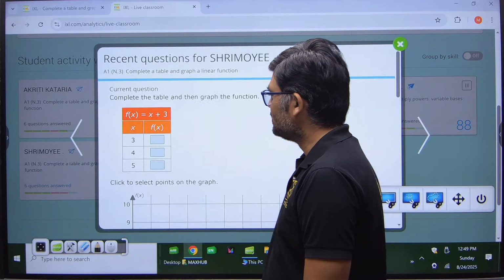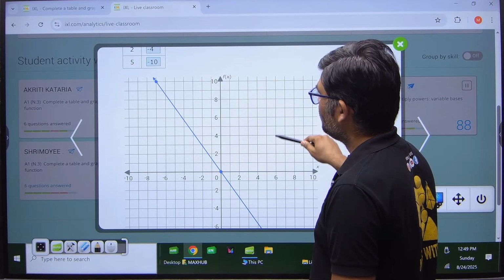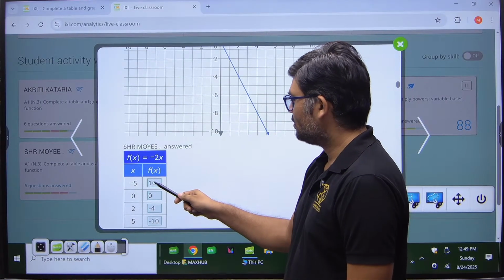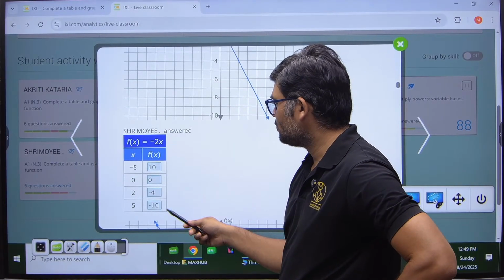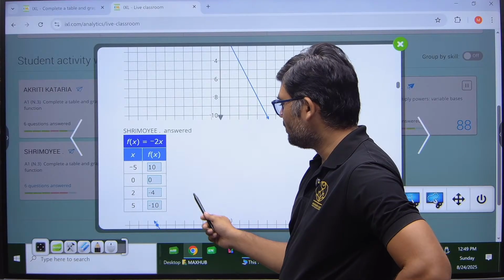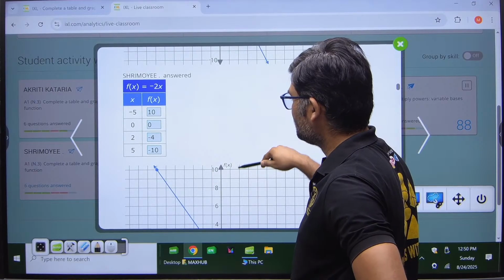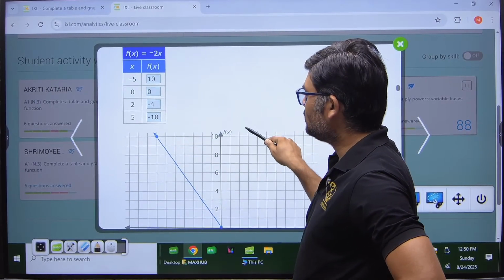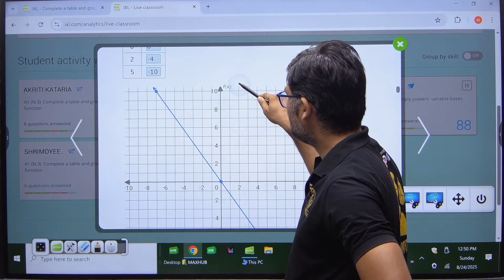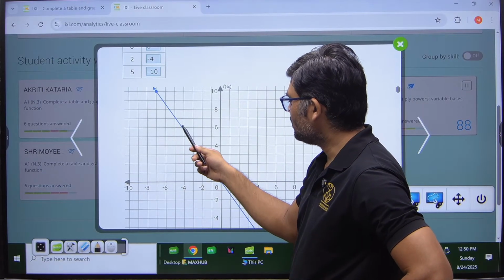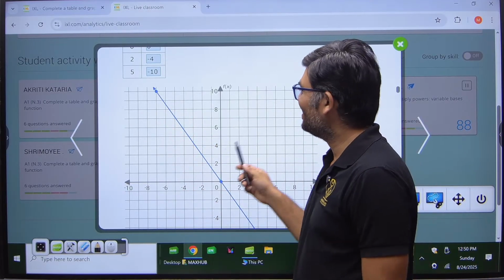Okay, Shrimoi is repetitively making mistakes. Let me see what mistakes she made. Okay, so you got 10. Beta, if you multiply minus 5 by minus 2, you will get 10. Okay, that is fine. 0, 0. For 2, minus 4. For 5, minus 10. Yeah, okay, the value is fine. But the graph you chose is incorrect. So why did you make 0, 0? Okay, 0, 0 is fine. Then minus 5, comma. I misclicked on the graph. Okay, you clicked on minus 7 and 10. I misclicked. Okay.